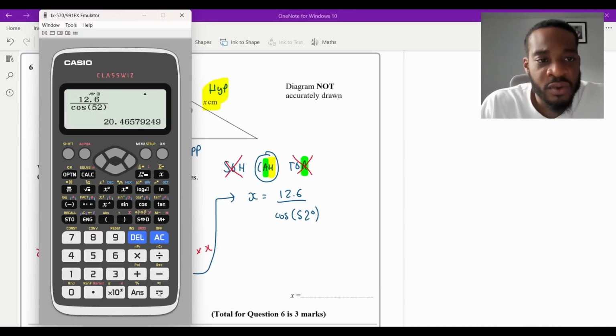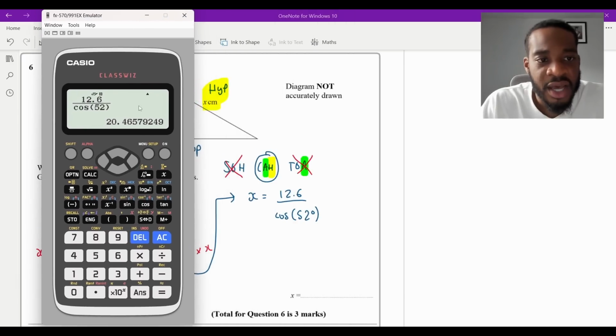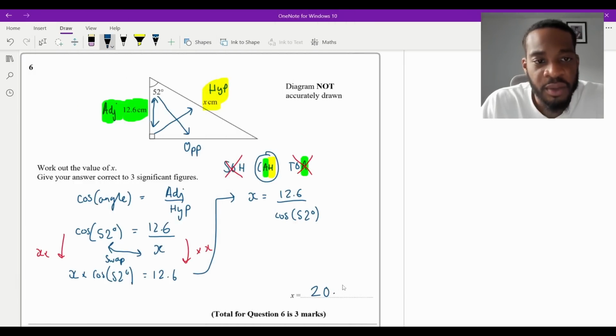So if I click equals again now, I get that one, which is what I need. And they want it to what degree of accuracy? 3 significant figures. That's going to be 20.5, isn't it? Be 20.5 centimeters. Perfect.